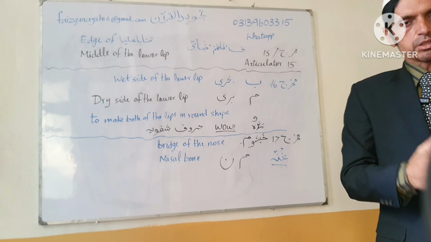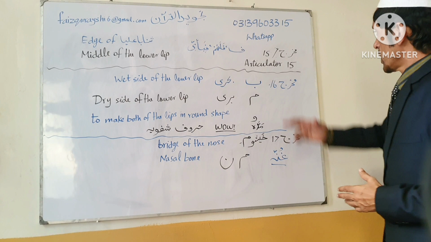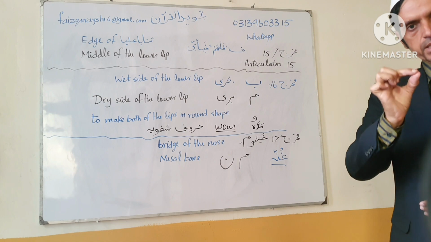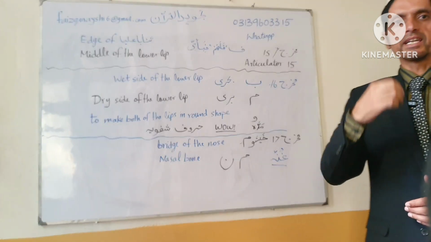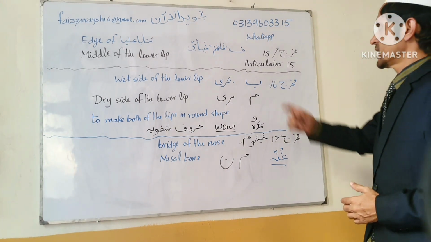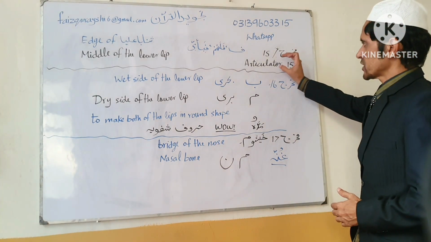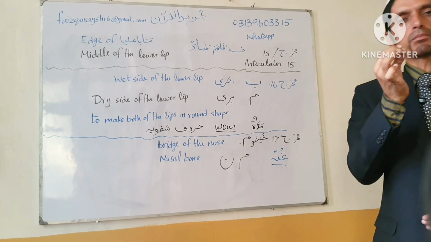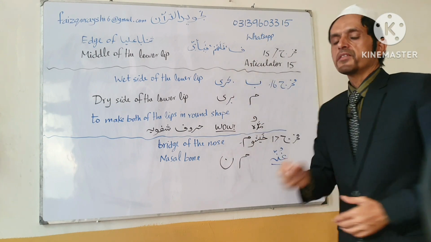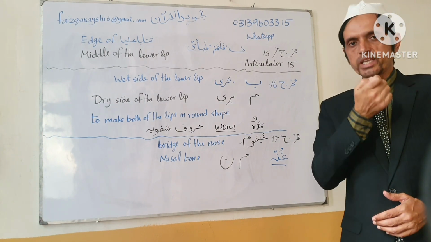And today I will teach you makharaj number 15, 16 and 17. Makharaj 15. Makharaj means articulator. Articulator means the place from which a letter is articulated or produced. That is called articulator in Arabic, that is makhraj. And this is makhraj number 15, and it is of fa. Look, fa. What is its articulator or articulation point?